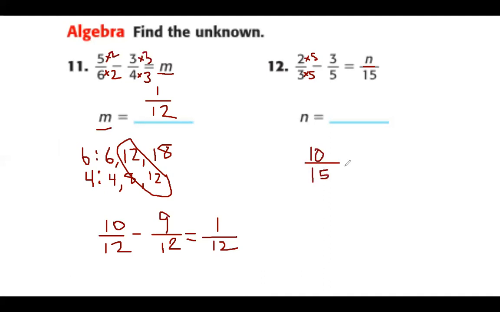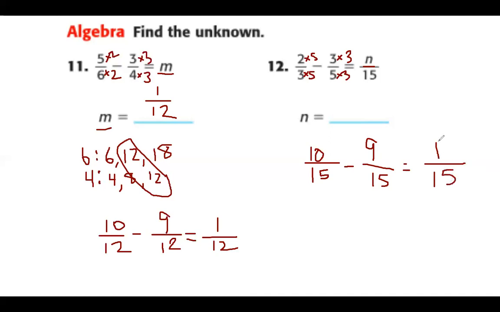And then I need to do the same thing to 3/5. 5 times what gets me 15? 3. So that means this new equivalent fraction to 3/5 is 9/15. Okay, so now all I have to do is subtract my numerators. 10 take away 9 gives me 1.